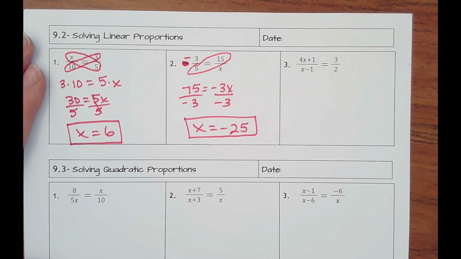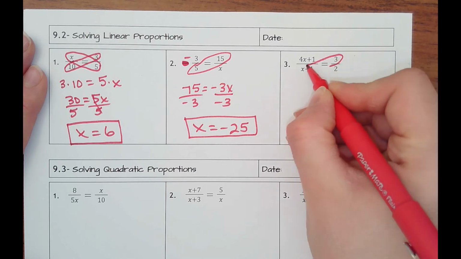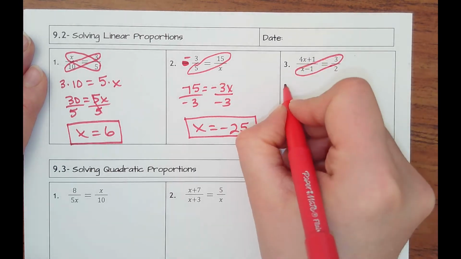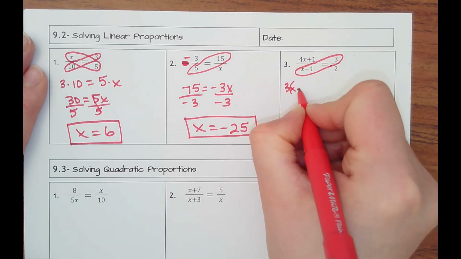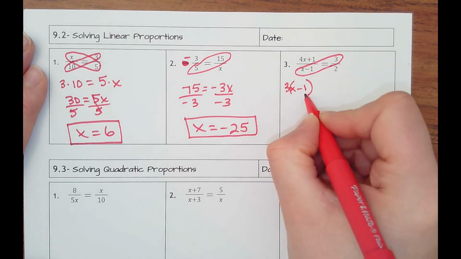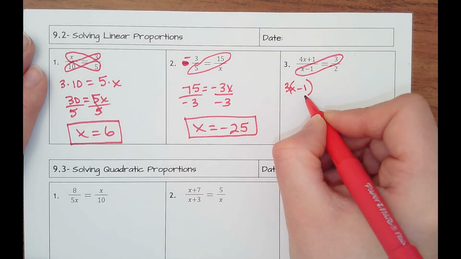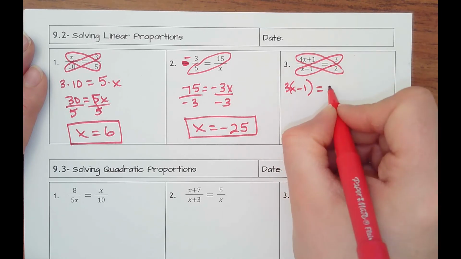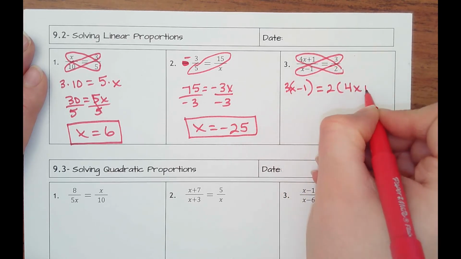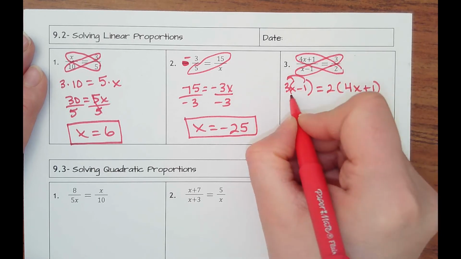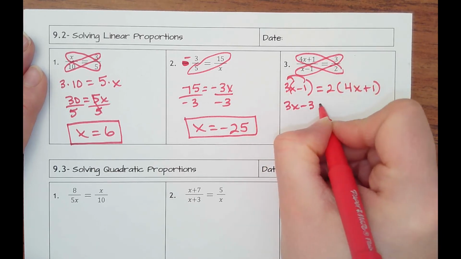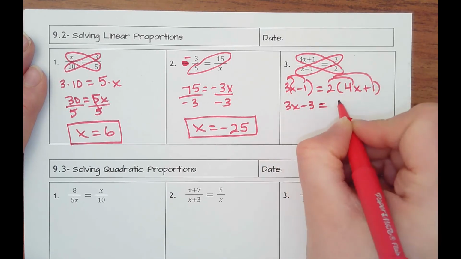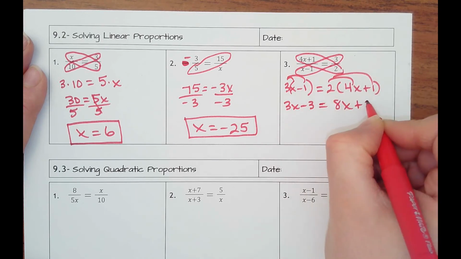And then number 3 requires a little more algebra. So we're going to have 3 times x minus 1. Oops, I have to put parentheses around the x minus 1 because the 3 gets multiplied to the whole quantity or amount, equals 2 times 4x plus 1. Distribute, so I get 3x minus 3 equals 8x plus 2 times 1 is 2.